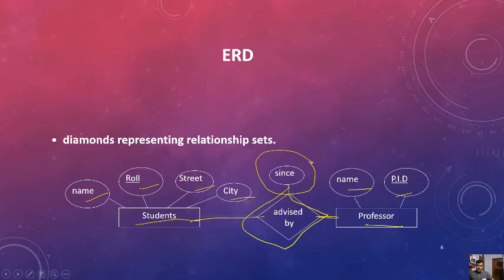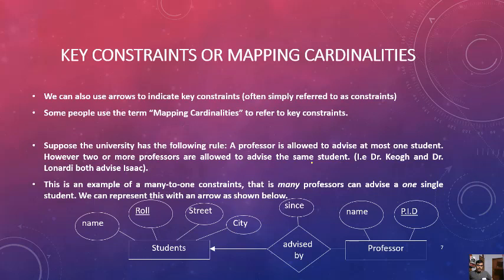The key constraint, or mapping cardinalities. We can also use arrows to indicate key constraints, often simply referred to as constraints. Some people use the term mapping cardinality to refer to the key constraint. So this is called key constraint or mapping cardinality. Here we are using the term key constraint, but in the exam it may come under the name of mapping cardinality.